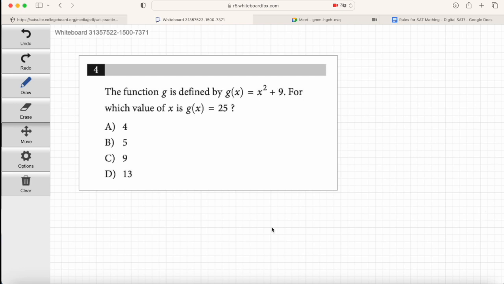We're just plugging in. So let me see you do that on the whiteboard. We'll start with answer choice A. We'll see if 4 makes g of x equal 25. Absolutely. You're just plugging in for x.